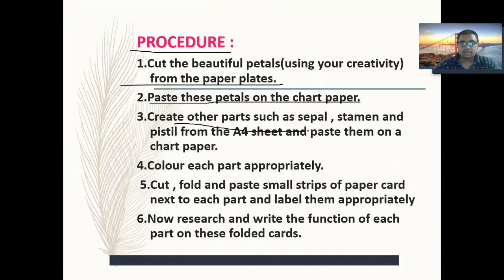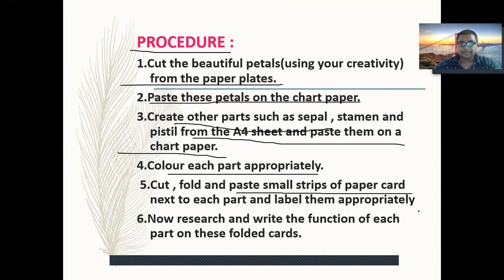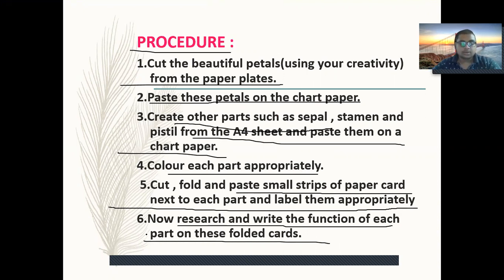Then create other parts such as sepal, stamens, and pistils from A4 sheet and paste them on the chart paper. Color each part appropriately. Cut, fold, and paste small strips of paper card next to each other and label them appropriately next to each part. Now research and write the function of each of the parts on the folded cards. Okay, don't worry if you didn't understand how to do it. You are going to perform this in another session.